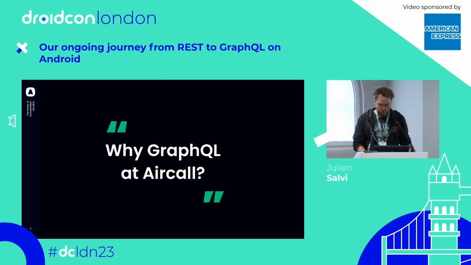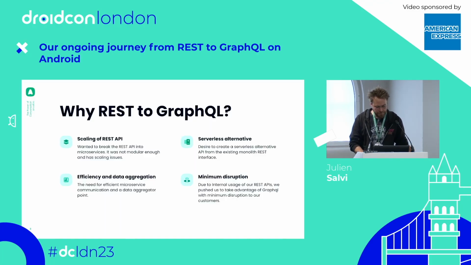Okay, so why did we move to GraphQL at Aircall? We wanted to break the huge monolith we have for our REST API. We had some scaling issues with our REST API, and it was not modular enough with this big monolith. So we also wanted a serverless alternative, the desire to create a serverless alternative API that exists outside the monolith.